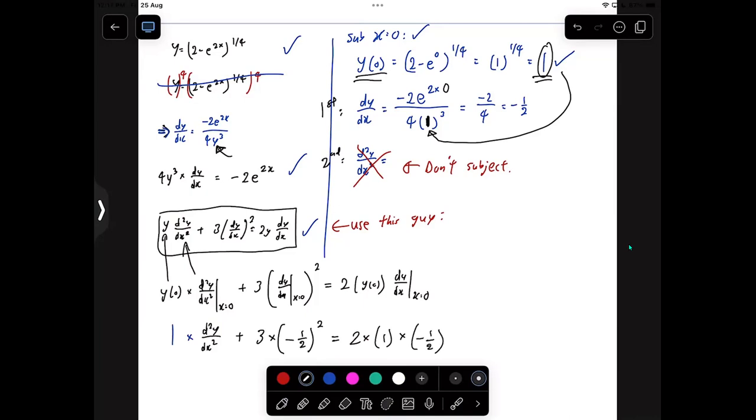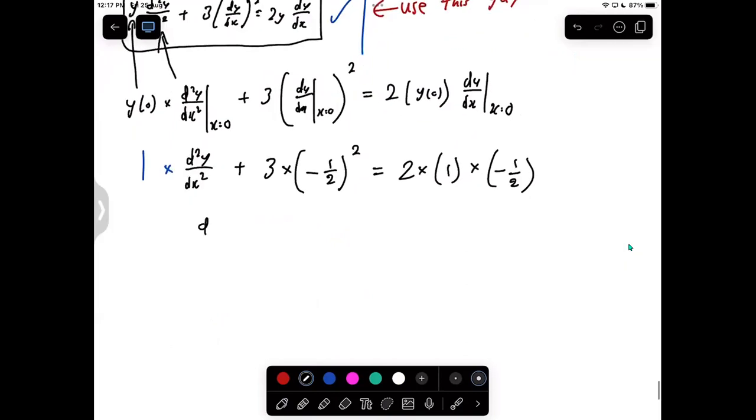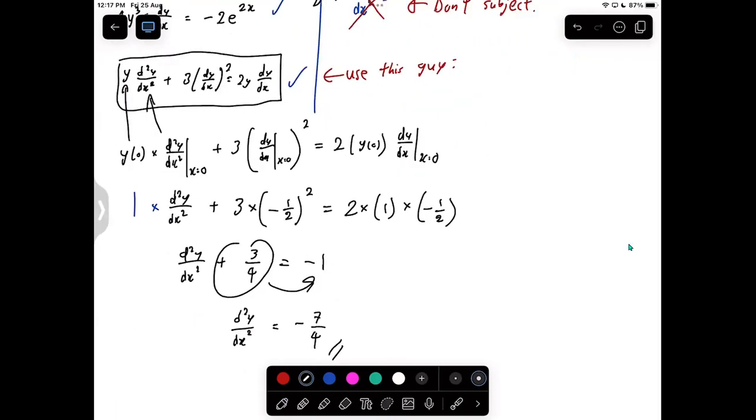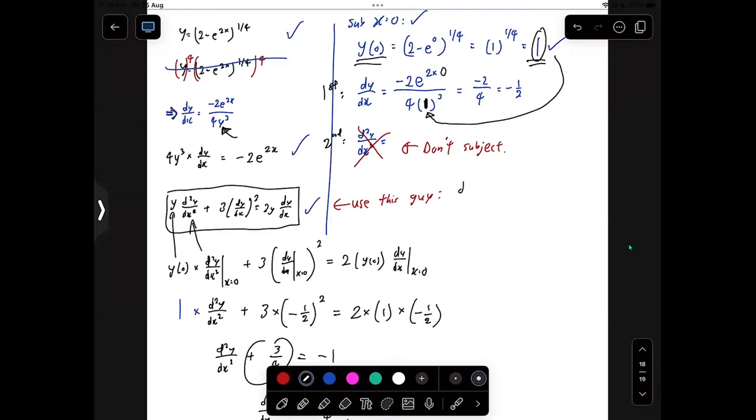Clear? Good. Then now you simplify, so you end up with d2y by dx squared, 1/4 times 3, so 3/4. 2 cancel away, -1. This guy bring over, d2y by dx squared equals 7/4, right? I hope I'm correct. Should be correct. Okay, good. So now we get -7/4.